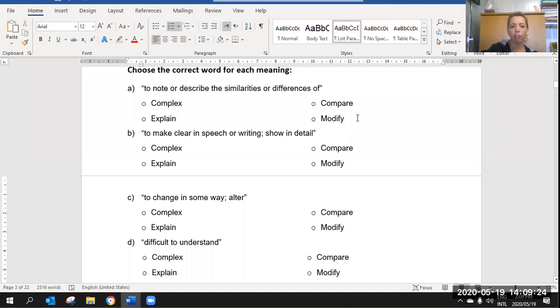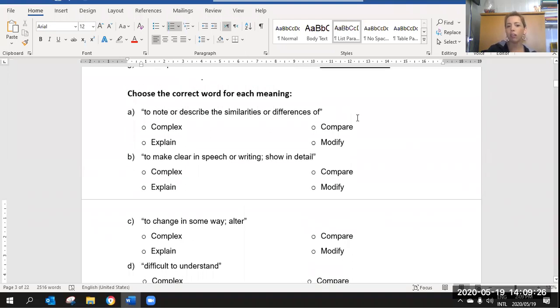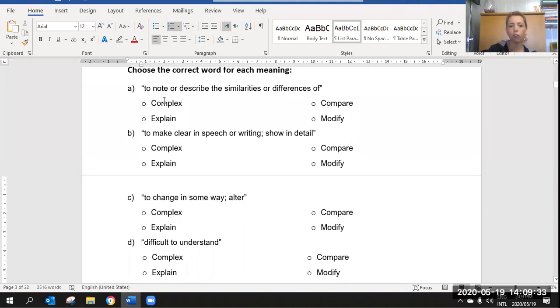So let me open my screen to share it with all of you. There you go. All right. So for this exercise, I ask you to choose the correct word for each meaning. And you will see it is the same 4 words that you could choose from in each instance. And you had 4 different descriptions there. And you could use a process of elimination, maybe start with one you definitely know to try and figure out the meaning of these 4 words.